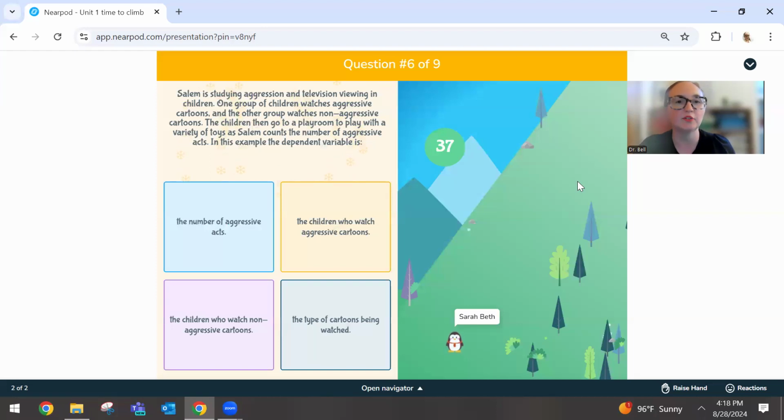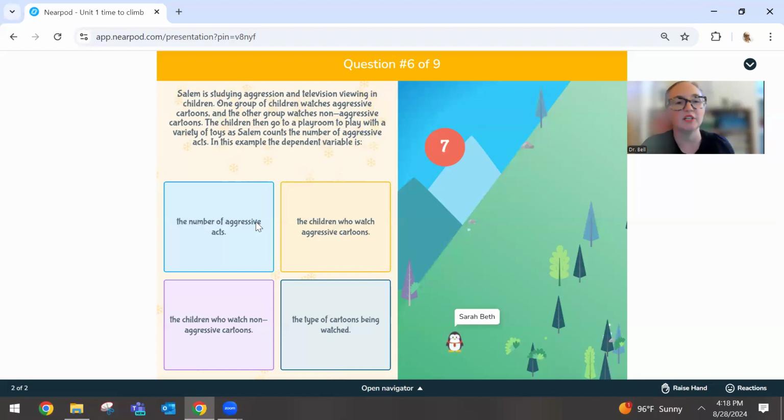Salem is studying aggression and television viewing in children. One group of children watches aggressive cartoons and the other watches non-aggressive cartoons. The children then go to a playroom to play with a variety of toys as Salem counts the number of aggressive acts. In this example, the dependent variable is the number of aggressive acts, the kids who watch the aggressive cartoons, the kids who watch the non-aggressive cartoons, or the type of cartoons that they're watching.